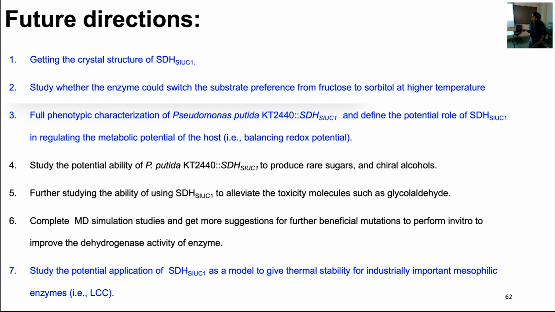And also we observed that this enzyme has a structural zinc binding site, which provides thermal stability to the enzyme. So if we can use this as a model to introduce thermal stability to mesophilic enzymes and improve their activity, that would be an advantage that we are planning to study further. And also by further MD simulations and in silico related studies, we would be able to suggest beneficial mutations to further enhance activity of this enzyme. So those are our future directions.